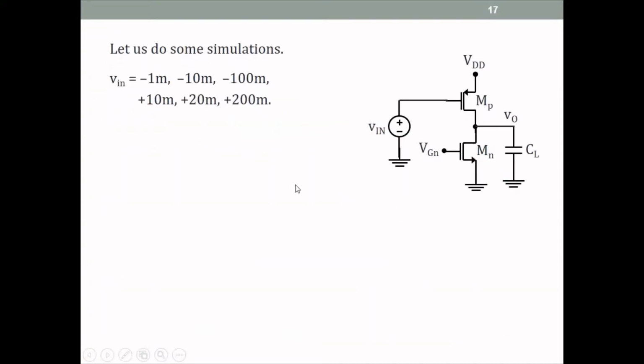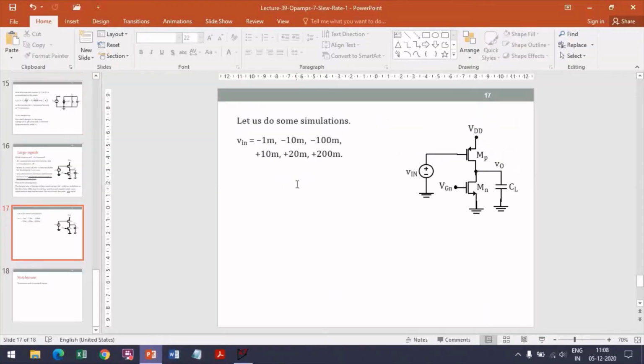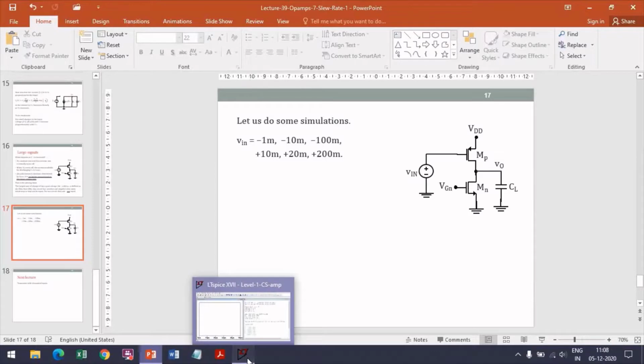With this, let us do some simulations to get a pictorial view of what we just discussed.